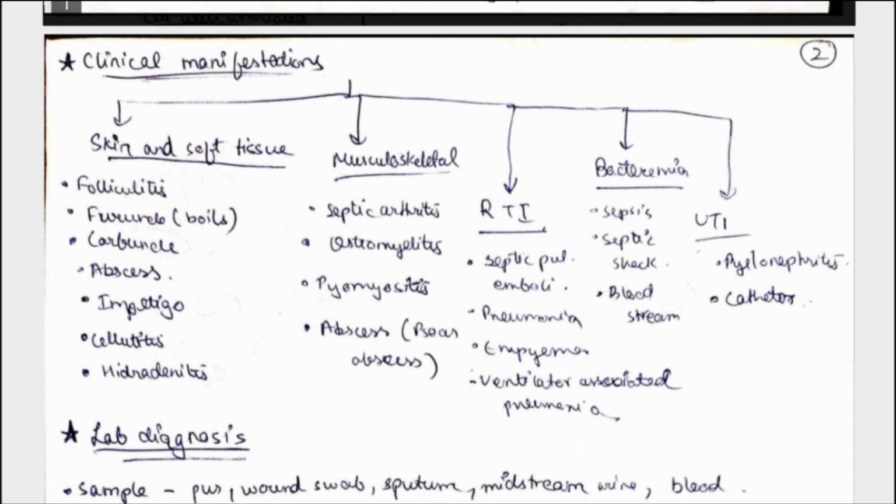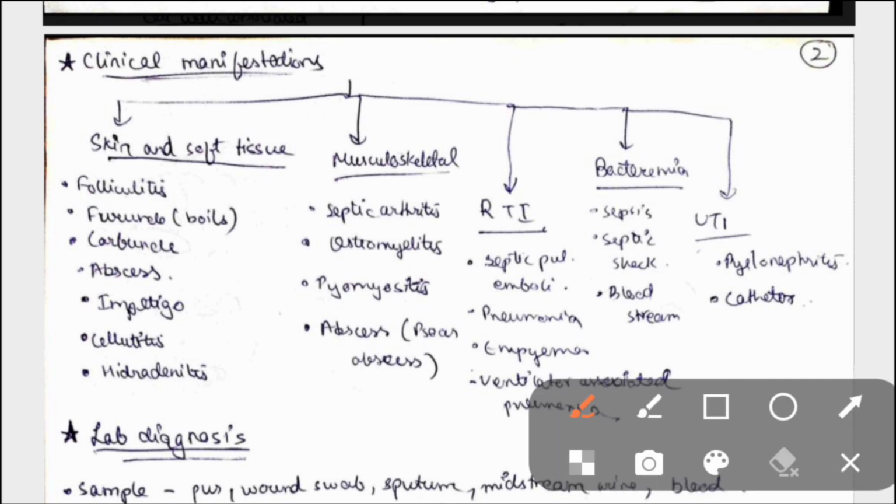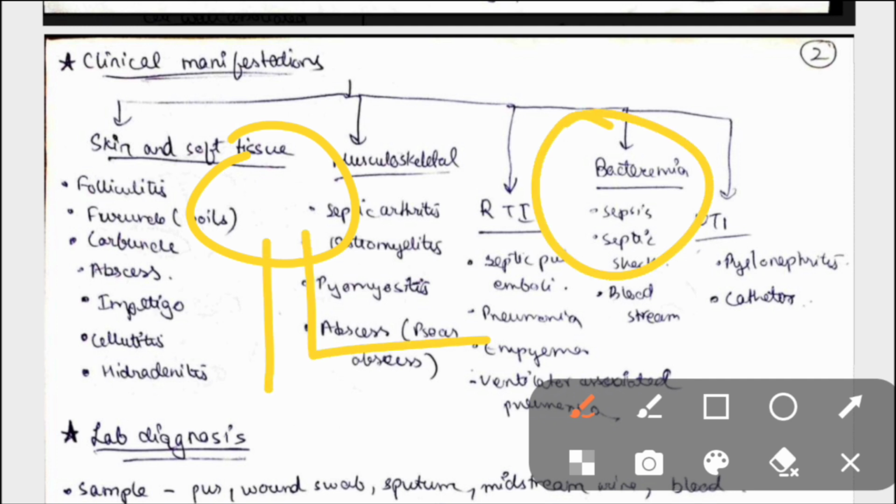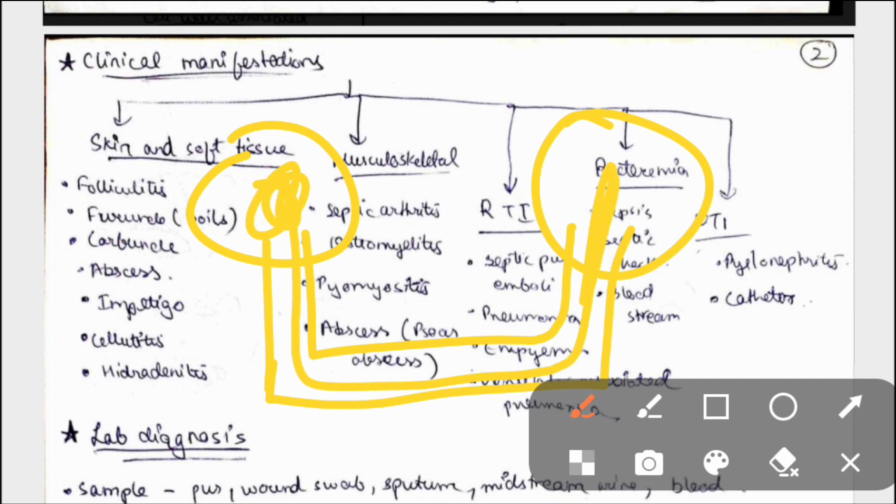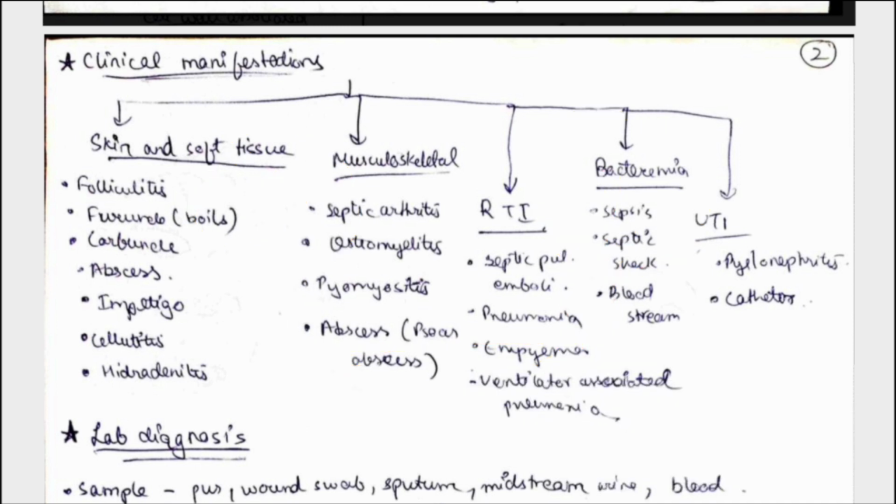Clinical manifestations: most commonly skin and soft tissue infections. Folliculitis is inflammation of the hair follicles. Furuncles are boils. What is a carbuncle? When furuncles are connected, imagine this is one furuncle and this is another, and they are connected from below, so the pus can travel from one to the other. This is a carbuncle. Next is abscess.